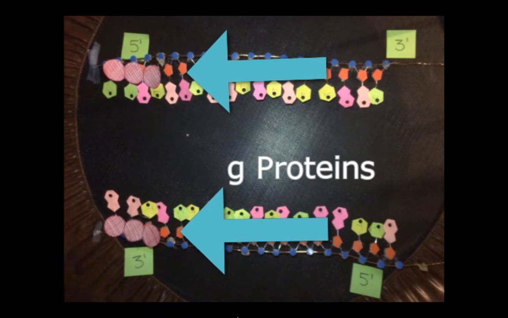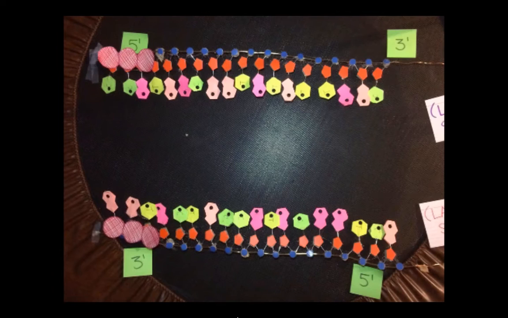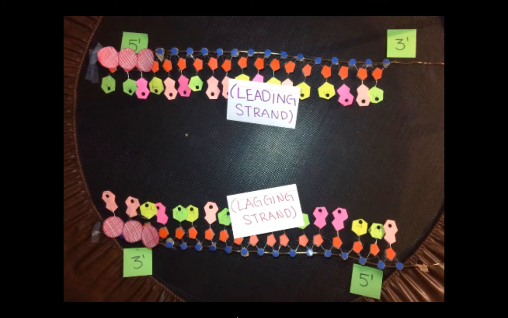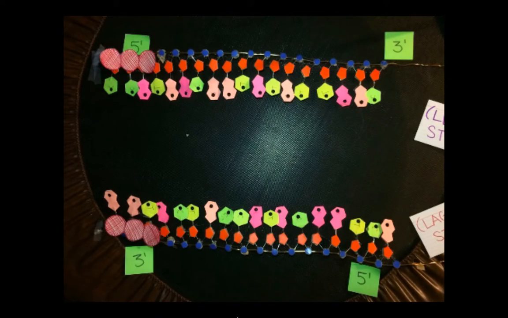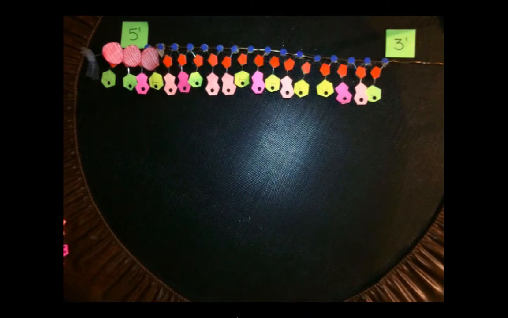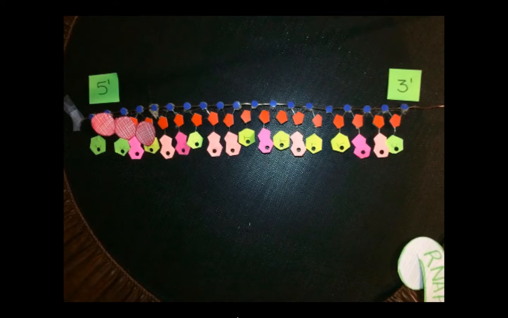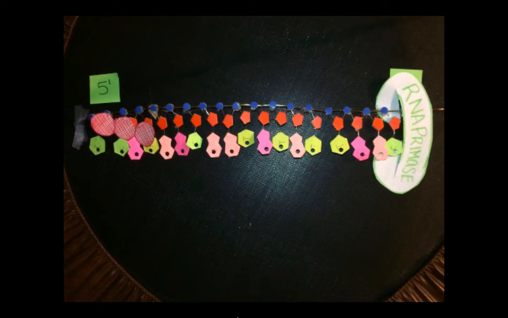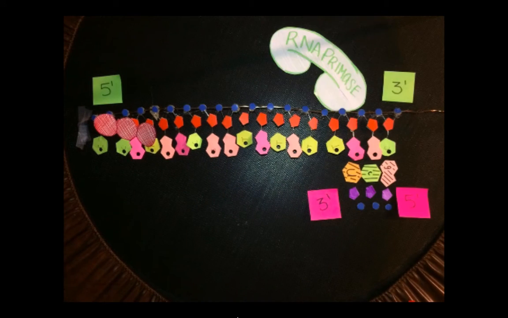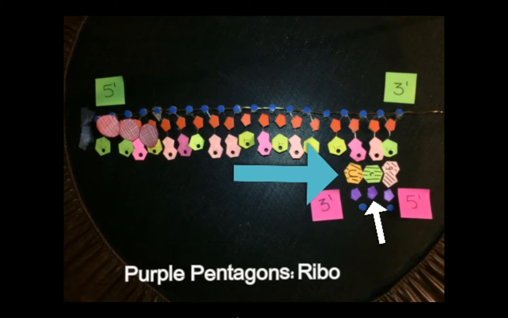The newly separated strands run anti-parallel to each other, with the leading strand oriented 5' to 3' and the lagging strand oriented 3' to 5'. Enter RNA primase. RNA primase lays down a short piece of RNA primer, represented as the striped nucleotides, as a starting place for the real DNA to be built by DNA polymerase III later.